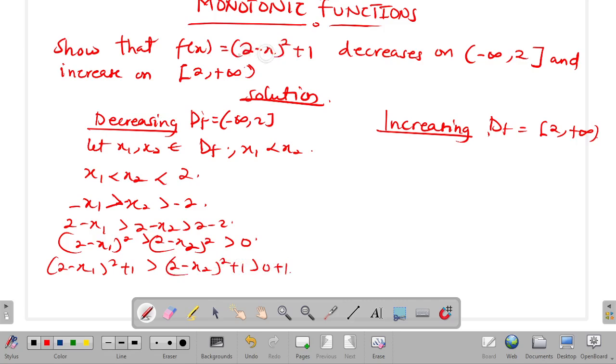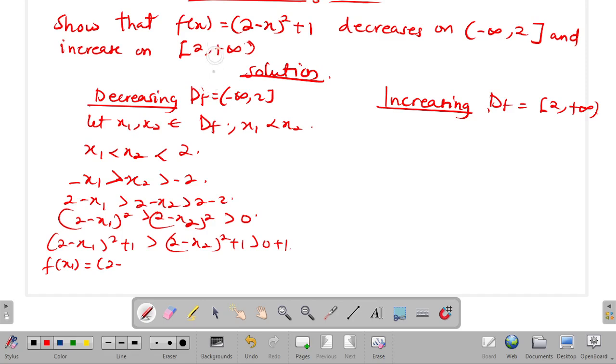Remember, our functional value for this, when putting x1 inside, you simply get what? f of x1 is simply equal to (2 minus x1) all squared plus 1. When you want to find a functional value, wherever you see x, you put x1 there. Therefore, this here is the same as this. Then if you put x2, you get (2 minus x2) all squared plus 1.